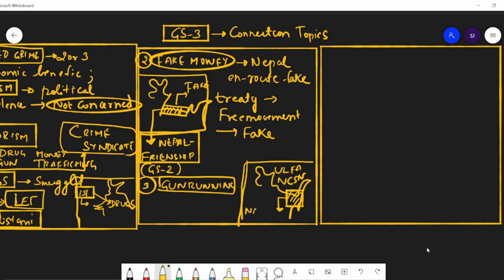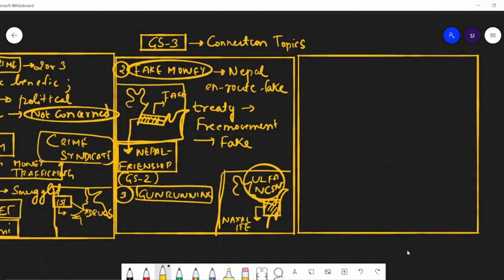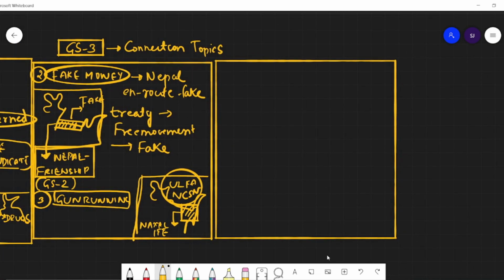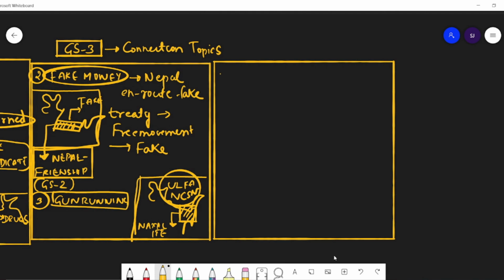They smuggle in guns to fund themselves, or to give to the Naxalite areas. In the sense of internal security, Dr. Manmohan Singh said Naxalism is one of the most dangerous threats to the internal security of India. How they are able to do that is that these terrorist organizations have a network through which guns are brought into India. See, I have talked about drugs, money laundering, then fake currency, then gun running. Then you can talk about a fourth, trafficking.